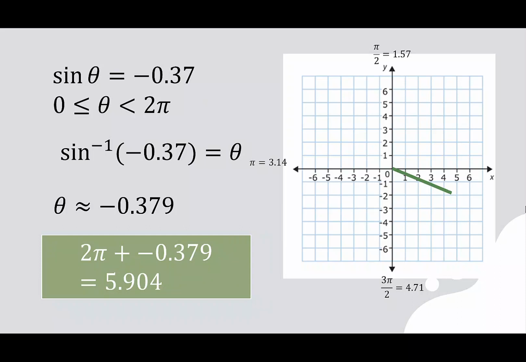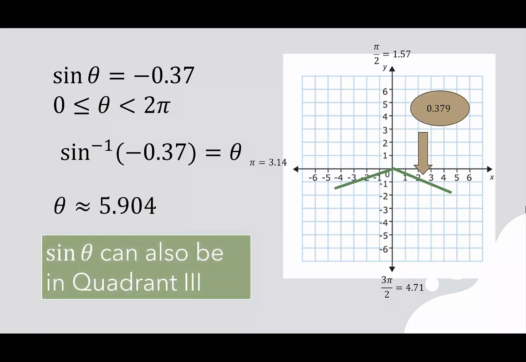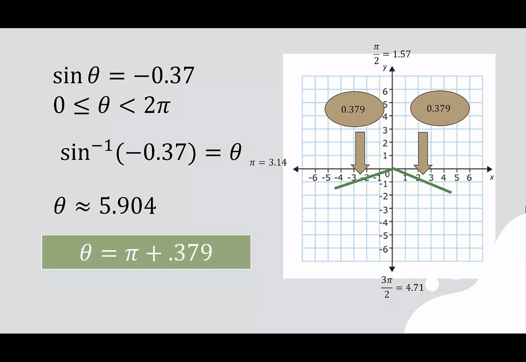Again, we need to think about what other quadrant theta could lie in. Sine is negative in quadrants 4 and 3, so we want to look for a second angle in quadrant 3. Luckily, we know our reference angle is 0.379. We'll also have a reference angle of 0.379 in quadrant 3, and to get our value of theta, we're going to add pi to 0.379. Our second value of theta, pi plus 0.379, is equal to 3.521.